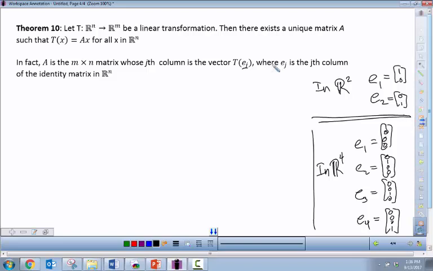So you want the columns of A to be linearly independent? The columns of A should be linearly independent. No, not necessarily. No, they don't have to be linearly independent.